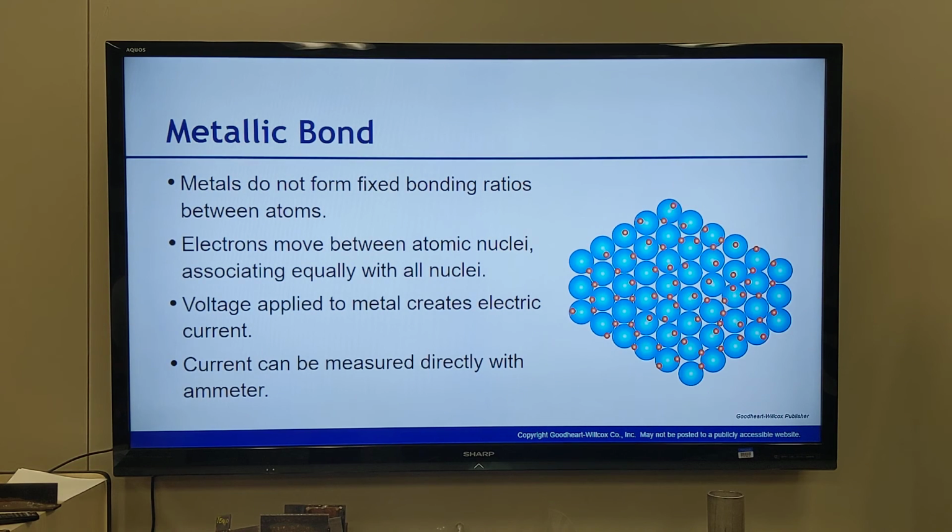The electrons move between the atomic nuclei, associating equally with all nuclei. Voltage applied to the metal creates electrical current. That's why metals are typically your conductors. Some are poor conductors, but they're still conductors.